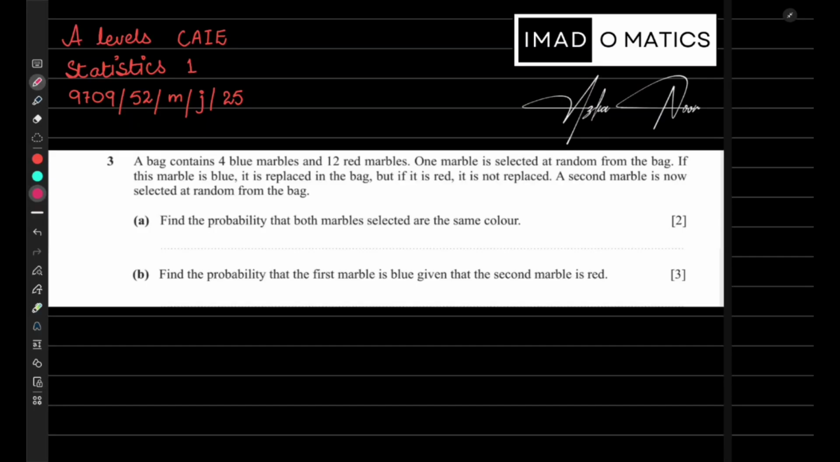We are doing question number 3. A bag contains 4 blue marbles and 12 red marbles. One marble is selected at random from the bag. If the marble is blue, it is replaced, but if it is red, it is not replaced. A second marble is now selected at random from the bag. Find the probability that both marbles selected are the same color.